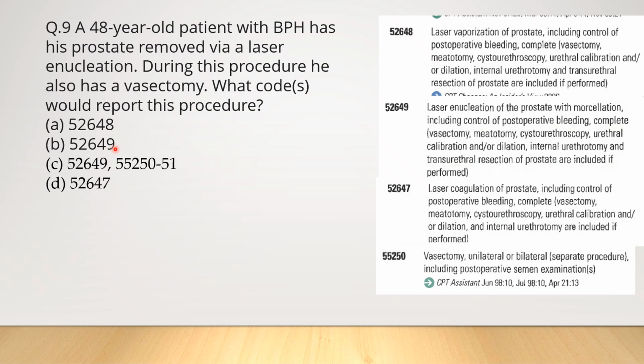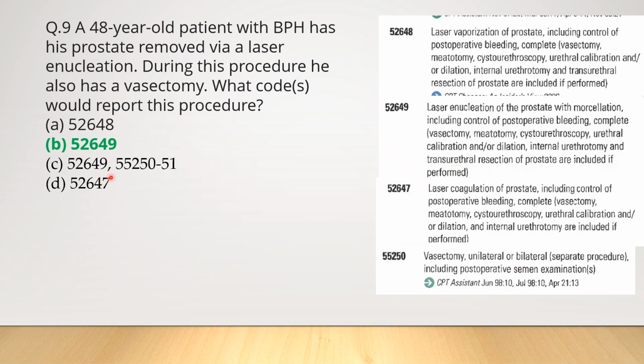So 52649 is the code, because this is the vaporization and this is the coagulation. There are various methods that we use in order to remove the prostate, and we have used enucleation here. So we will require code B or C. A and D go away. So let us see what our answer is. So yes, B is the correct answer because 55250 talks about the vasectomy, unilateral or bilateral.